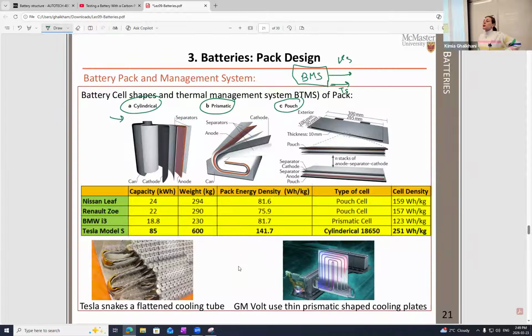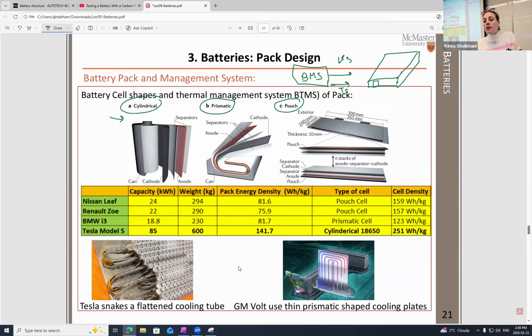I said it before, I'm going to repeat. In prismatic battery cells, most of the time, the cell is in a rectangular shape, something like this. This is what we call a prismatic battery. And then they do have tabs. Tab means exactly where your positive and negative are connected.